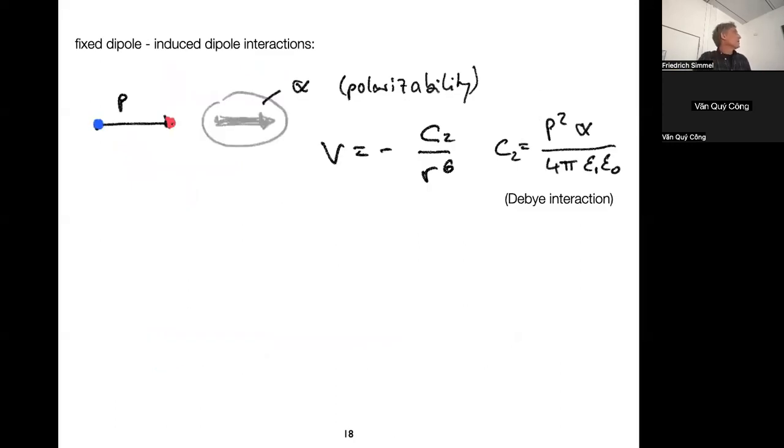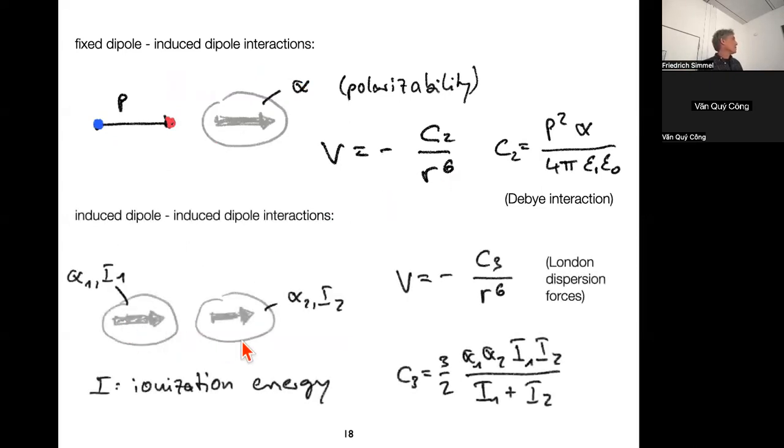And then there's actually another possibility that you have a fixed dipole and you have a charge cloud that can be polarized. So this is characterized by polarizability alpha. And you get, again, an r to the power of 6 dependence for this type of interaction. And it also is possible that two polarizable charge clouds can interact with each other.